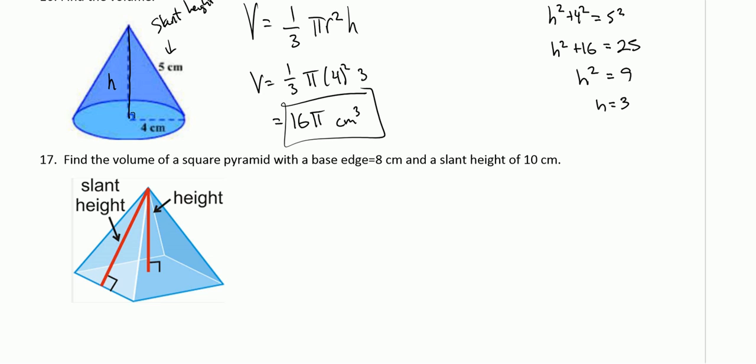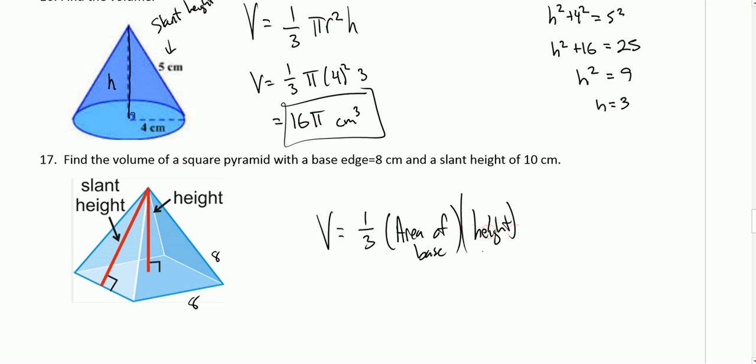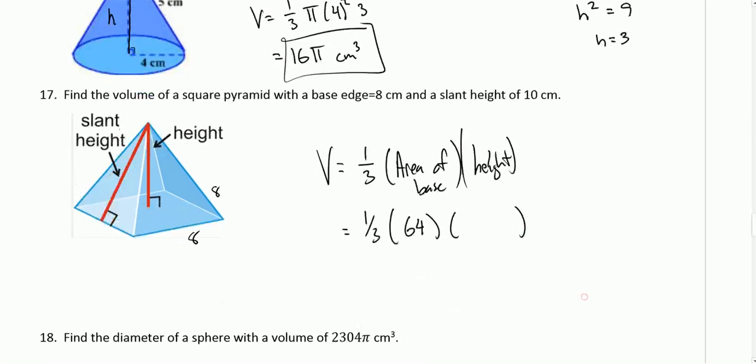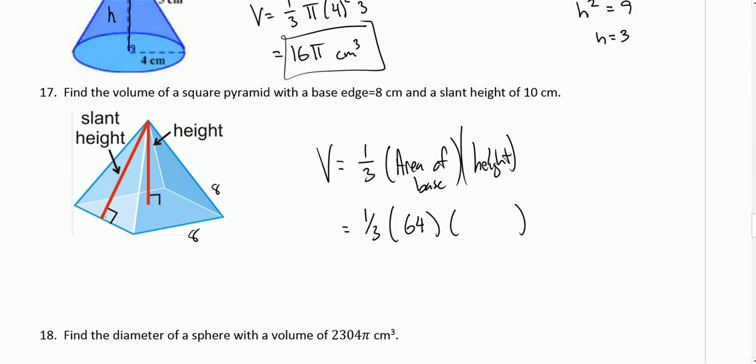We have a square base pyramid with a base edge of 8. Again, the volume is 1/3 area of the base times the height. And area of the base is pretty easy. It's a square base, 8 by 8, so that's 64. But the height is not apparent yet. We have the slant height of 10.